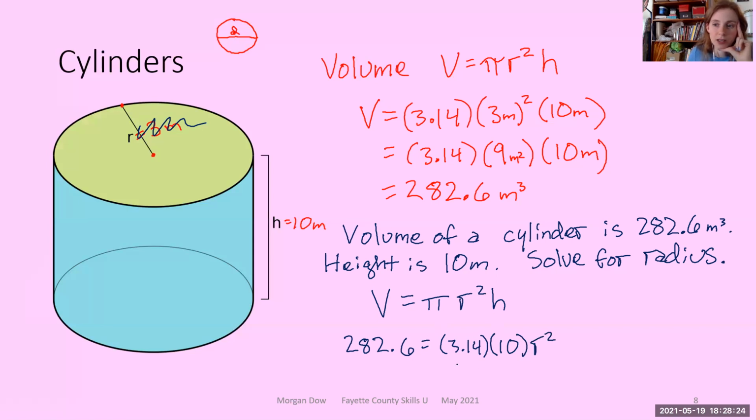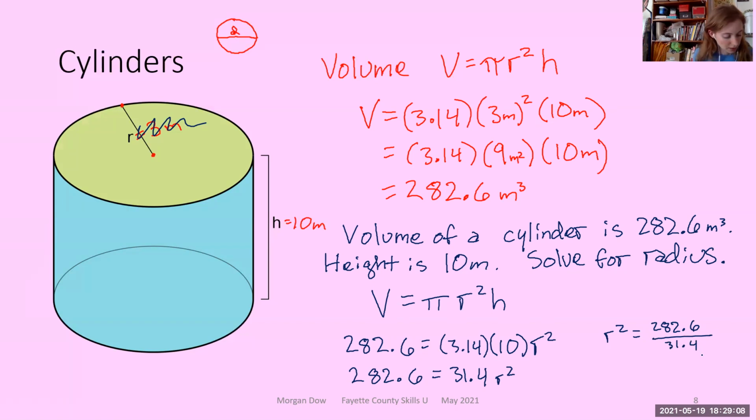The height is 10. And my radius squared, I don't know what that is yet. So same thing as before. We're going to go ahead and do the multiplication we can do. So 3.14 times 10 is going to give us 31.4. So we know that 282.6 is equal to 31.4 times the radius squared. So how are we going to get the radius squared by itself? Right? How are we going to cancel out that 31.4? We're going to do it by dividing. So our radius squared is going to be equal to 282.6 divided by 31.4.